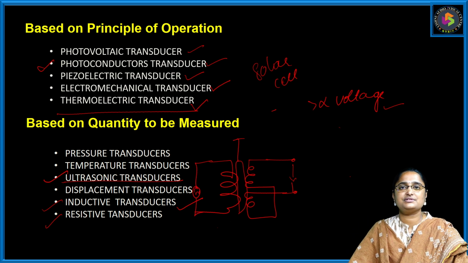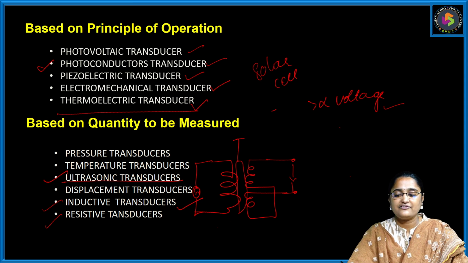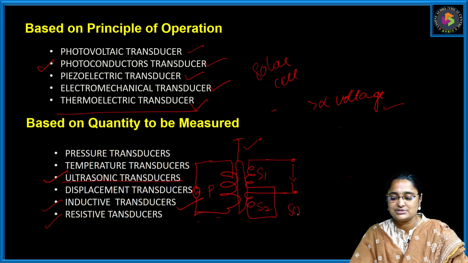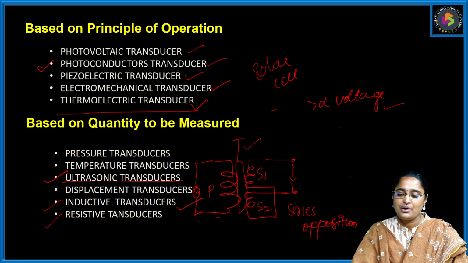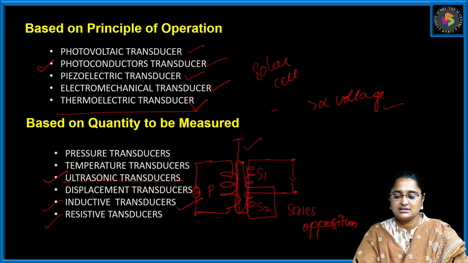So the inductive transducer will be your LVDT. With this LVDT, we have a movable core. When it is excited, this is the primary, this is secondary 1, this is secondary 2. Secondary 1 and 2 are connected in series opposition. So when the core is at the center, the output would be S1.